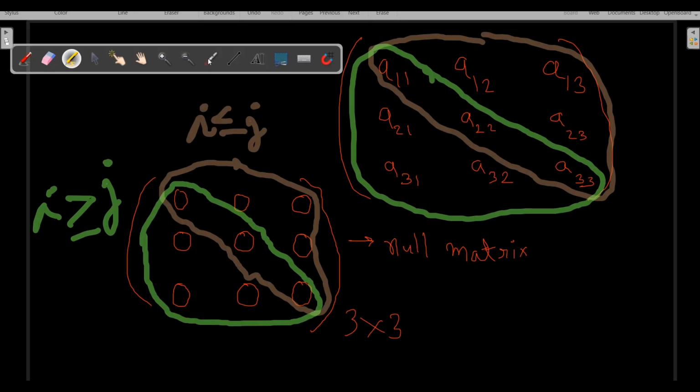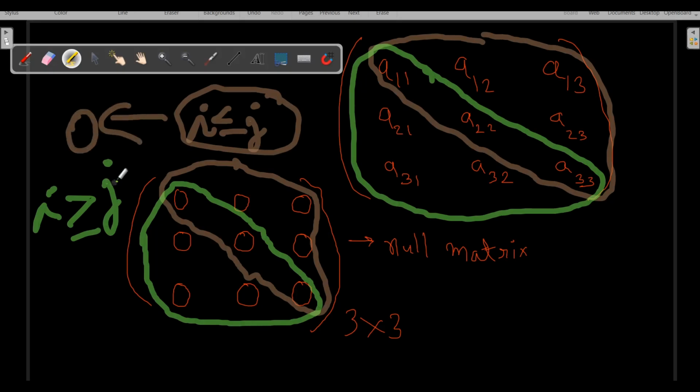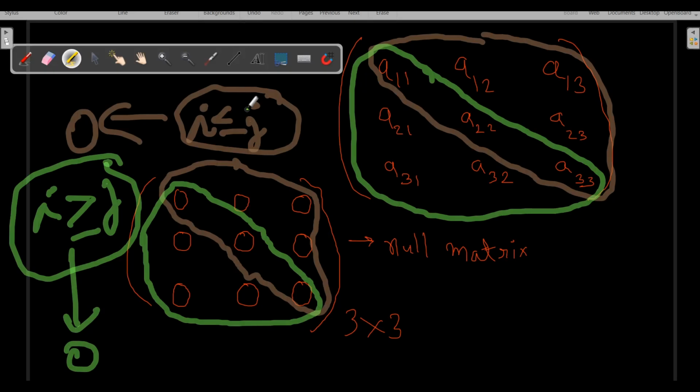So a null matrix is both a super upper triangular matrix and a super lower triangular matrix. How is it both? Because elements satisfying this condition are also 0, and elements satisfying this condition are also 0. This particular condition is for lower triangular matrix. This brown condition is for super lower triangular matrix.